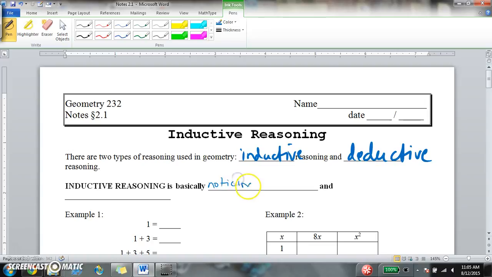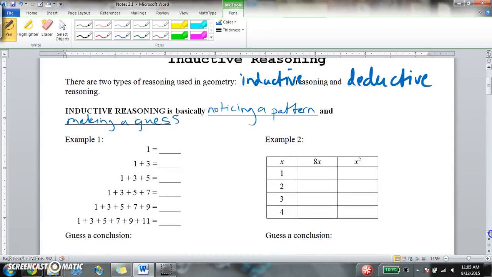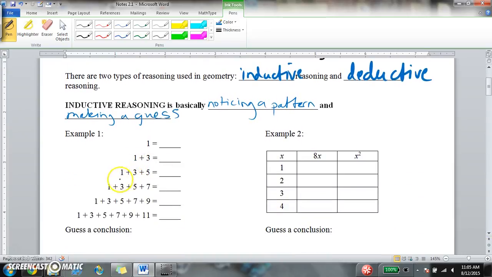noticing a pattern and making a guess. So, for example, if we look at this pattern right here, we're adding up odd integers in order.